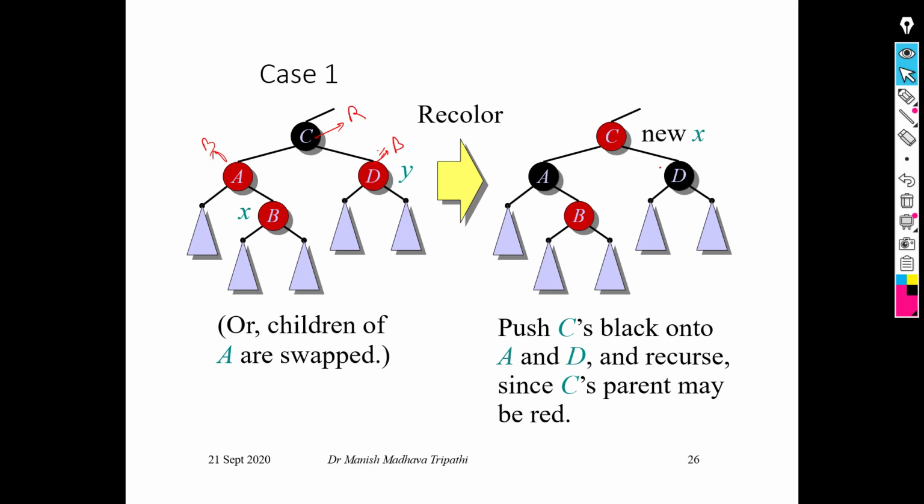Students often get confused at this point because they consider C as the root node. Okay, C is not the root node because it is a part of a tree. If in a case C is the root node, in that case C will not be recolored into red because of property number 1 of the red black tree. The root node is always black. So if C is the root node, it will not be recolored.